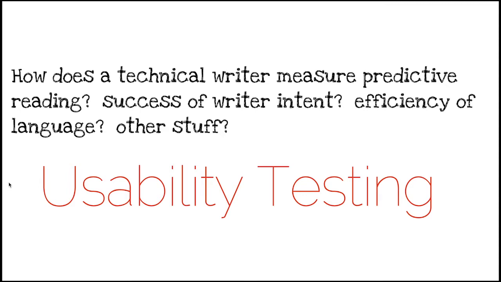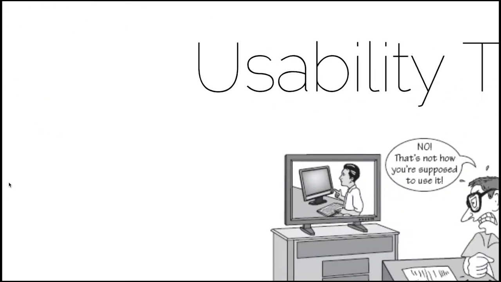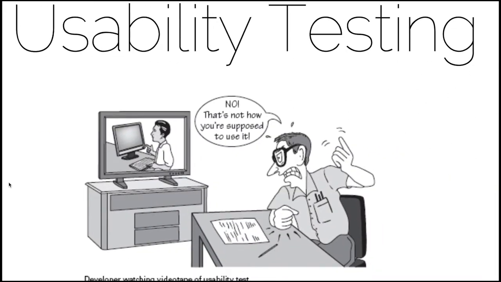So how does a technical writer measure predictive reading? How do they measure the success of the intent of the writer? I think one way to do that is usability testing. So usability testing usually happens in things like focus groups and other kinds of product-related testing measures.